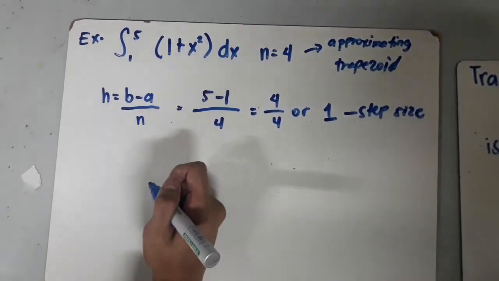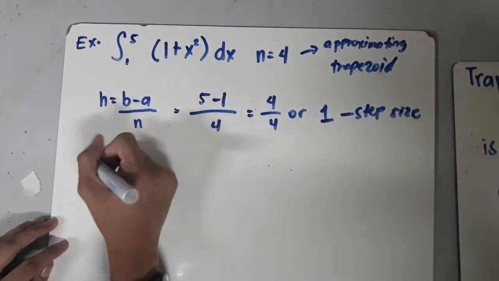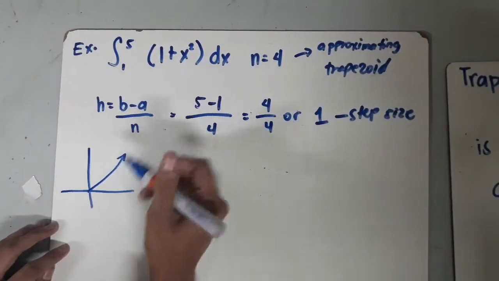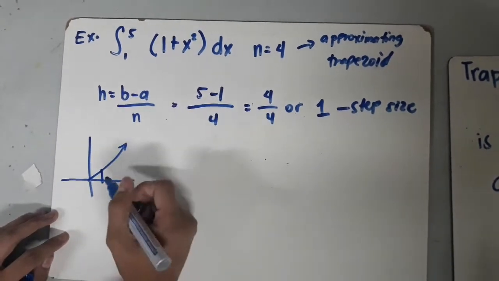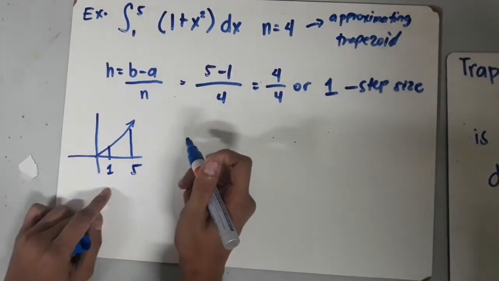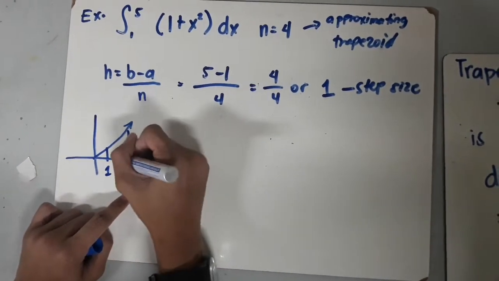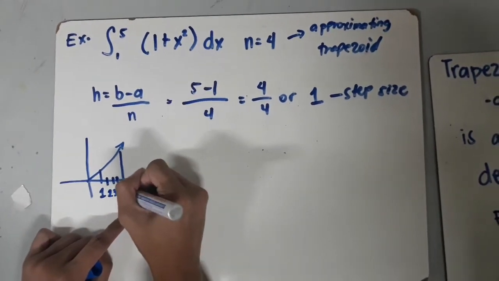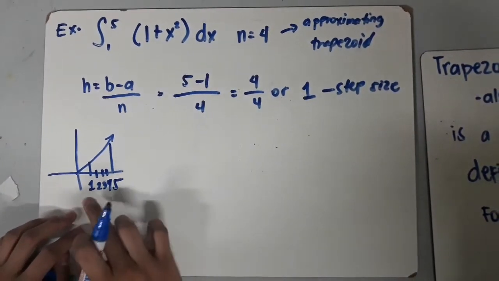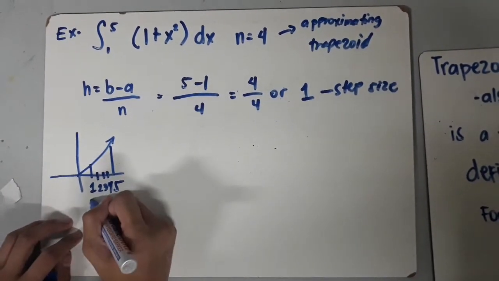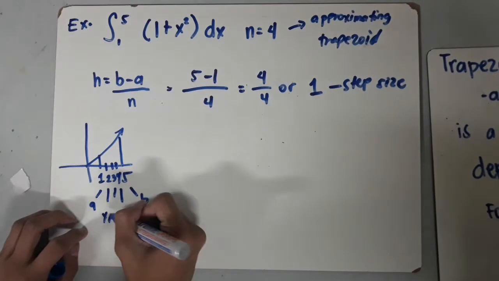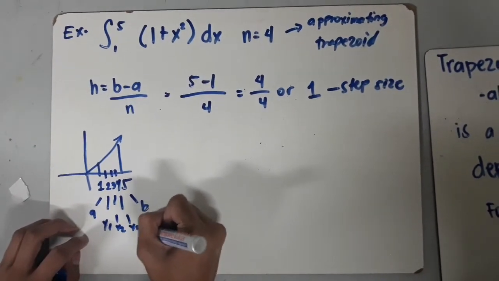If we look at the graphical representation of the function, it will look like this. We start at 1 and, with a step size of 1, go up to 5. This is the lower limit and the upper limit, and we have 2, 3, 4 in between. Let's substitute into this function. We can call this one a, this is b, and these are x sub 1, x sub 2, and x sub 3.